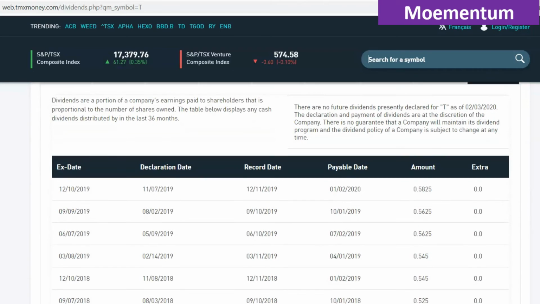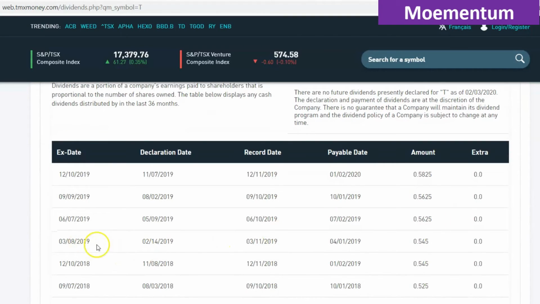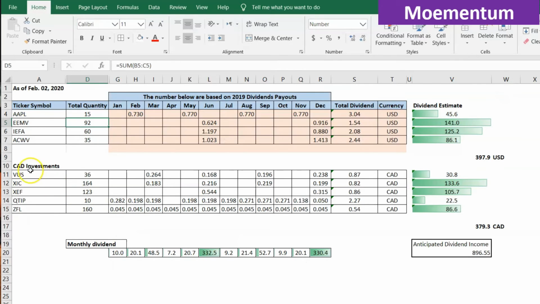If you scroll down, again, you can notice that in 2019 there were 4 payments, on a quarterly basis, and the amounts are displayed here for your attention. Similar concept, you can go back to one of the CAD investments, Canadian investments, and replace any of the example ones with your intended stock, ETF, or bond.